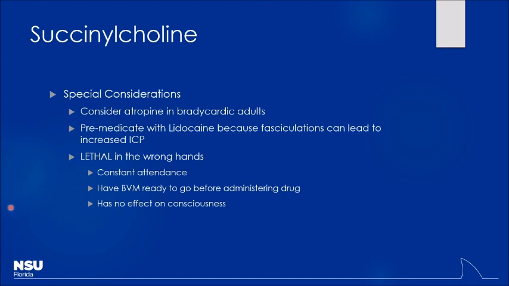Okay, so some other special considerations. If I have a patient who's bradycardic beforehand, like an adult, I will go ahead and use atropine as pretreatment in those cases, because again, I know succinylcholine is going to exacerbate that. That's one thing to know. And again, if I'm worried about ICP, that's where lidocaine is going to be useful.